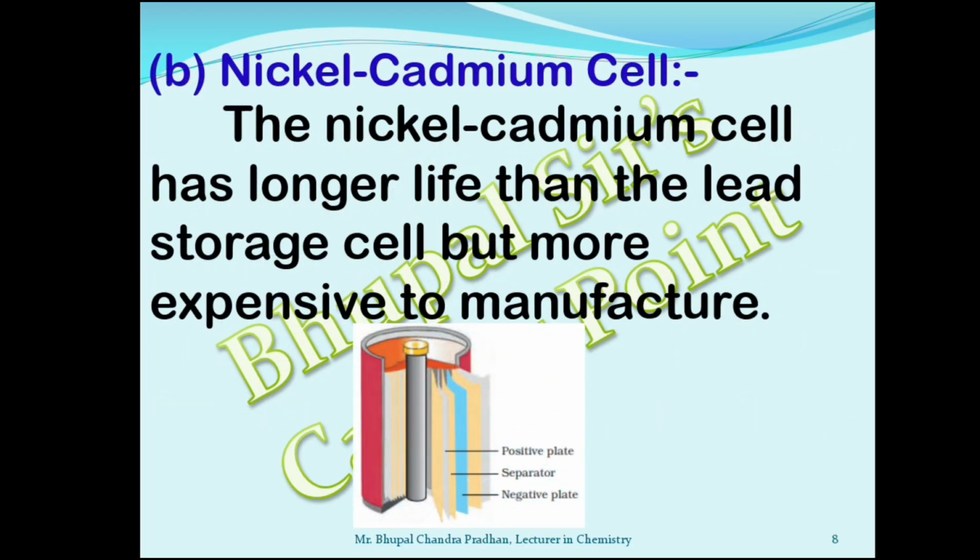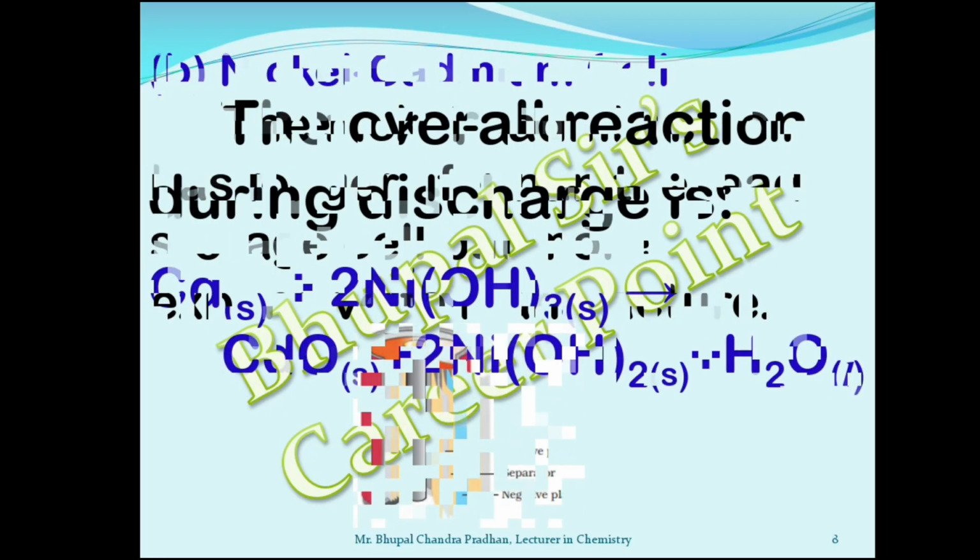Nickel cadmium cell. The nickel cadmium cell has a longer life than the lead storage cell but is more expensive to manufacture. Compared to the lead storage battery it is more useful and has a longer life, but manufacture is highly expensive.